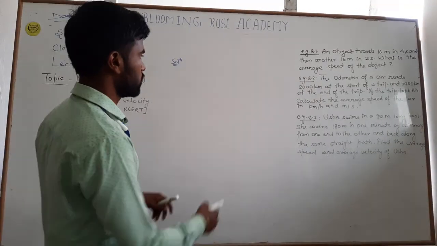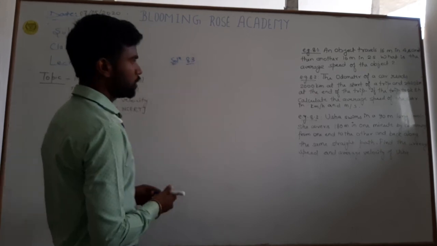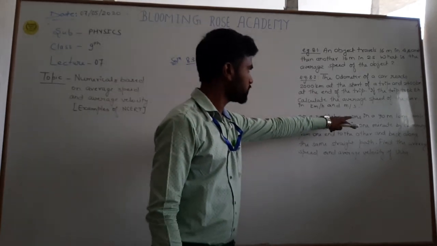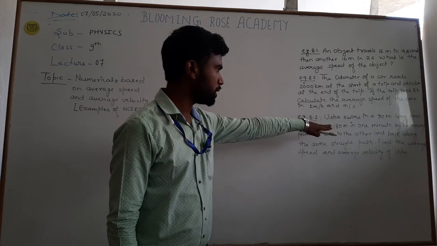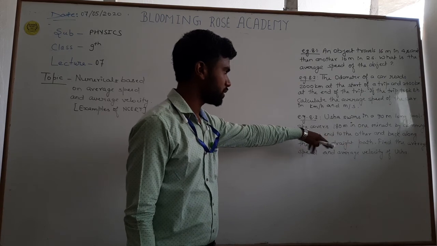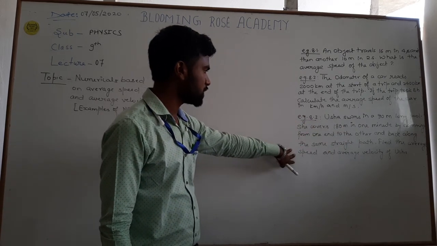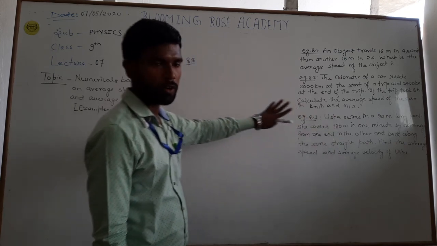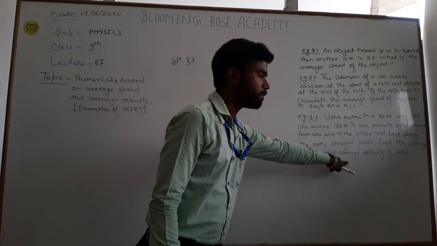Now the third example is 8.3. Usha swims in a 90 meter long pool. She covers 180 meter in 1 minute by swimming from one end to the other end and back along the same straight path. Find the average speed and average velocity of Usha. Here you have to calculate average speed, also average velocity.